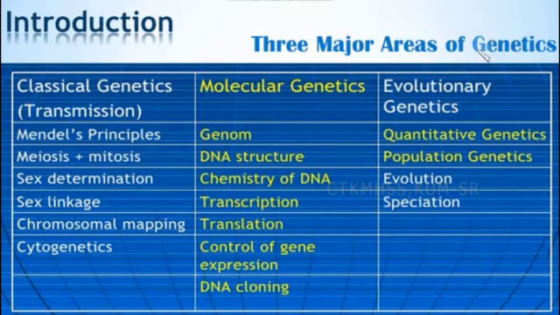So there are three major areas of genetics. One is classical genetics, the other one is molecular genetics, and next evolutionary genetics. Classical genetics deals with Mendel's principles, meiosis and mitosis, sex determination, sex linkage, chromosomal mapping and cytogenetics. Whereas molecular genetics includes genome, DNA structure, chemistry of DNA, transcription, translation, control of gene expression and DNA cloning. And the last one, evolutionary genetics, includes quantitative genetics, population genetics, evolution and speciation.